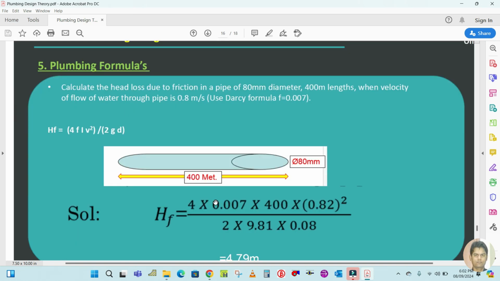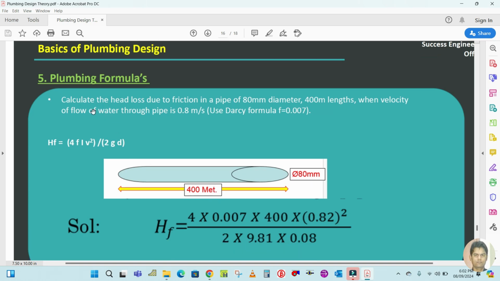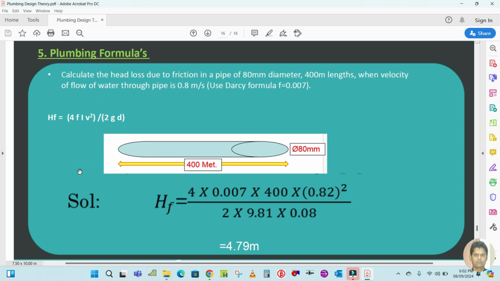Okay, so here are some questions. Calculate the head loss due to friction in a pipe of 80 mm diameter and 400 meter length, when the velocity of flow of water through the pipe is 0.8 meter per second, using the Darcy formula, f is 0.007. The Darcy formula is hf equal to 4 f L V squared divided by 2 g d. Put these values in this equation and you can find the head loss.